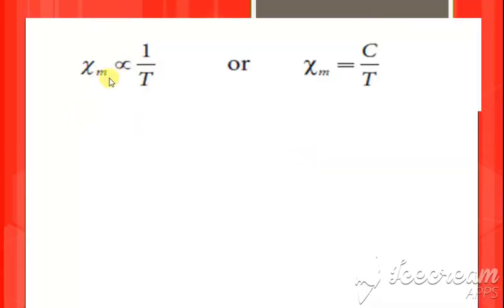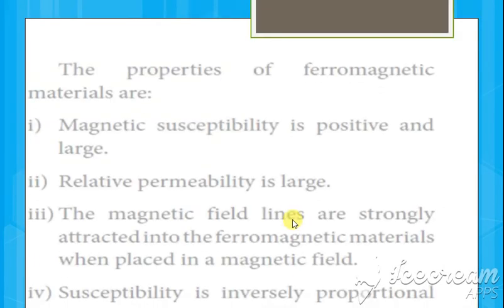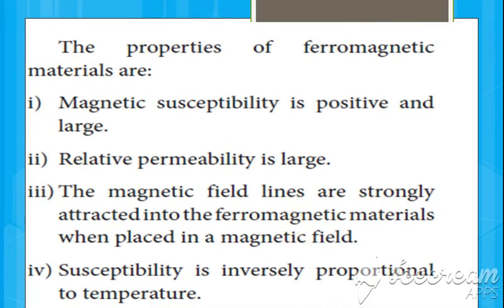Okay, then we write that psi m is inversely proportional to T. Now to remove this proportionality, we introduce a constant. The constant here is C. This relation is called Curie's law. C is called the Curie constant, and T is the temperature in Kelvin. Okay. Next is the properties of ferromagnetic substances.